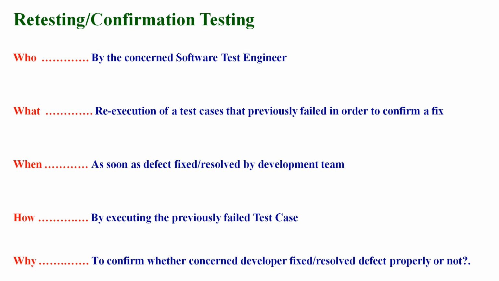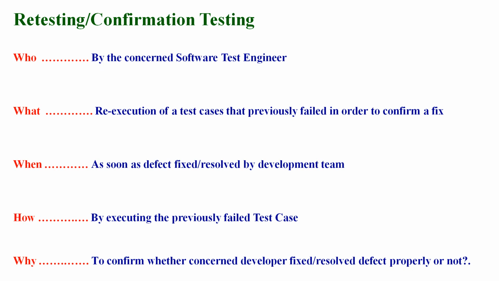So what is retesting? Retesting is nothing but re-execution of that particular failed test case in order to confirm or verify whether that particular defect is properly fixed, resolved or rectified or not. When will that retesting happen? As soon as the defect is fixed or resolved by the development team, immediately the concerned software test engineer has to do this retesting. How will they do this retesting? By executing the previously failed test case.